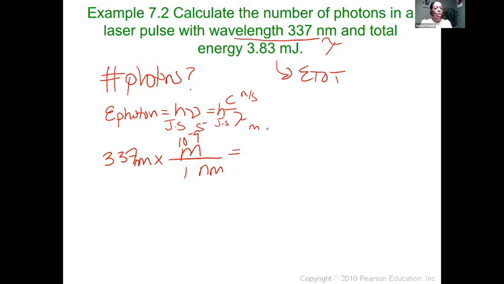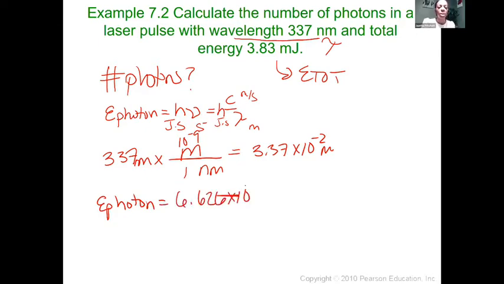If we plug that into our calculator, 337 times 1e to the negative 9 gives us 3.37 times 10 to the negative 2 meters. Then we can plug in and solve for the energy of a photon, where the energy of a photon equals Planck's constant, 6.626 times 10 to the negative 34 joules times seconds, multiplied by the speed of light, and then divided by our wavelength in meters.